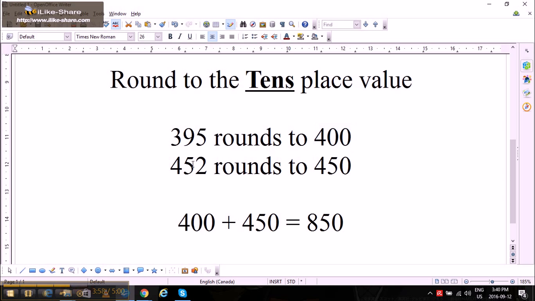This number, I'm going to round this number. I look to the right. Is it 5 or higher? No. Then this 5 is going to remain the same. Okay, so 400 plus 450 equals 850.